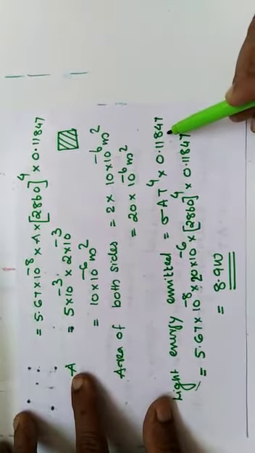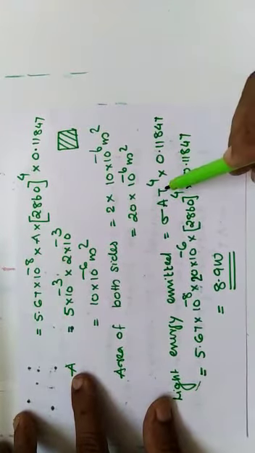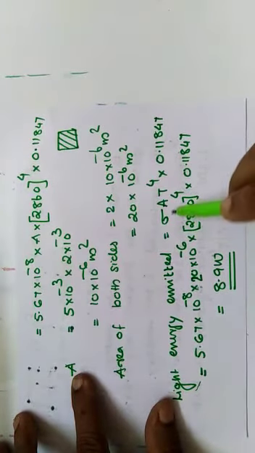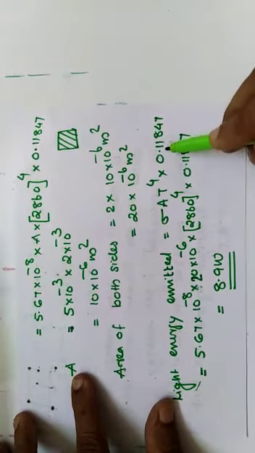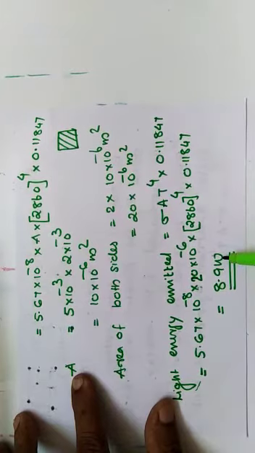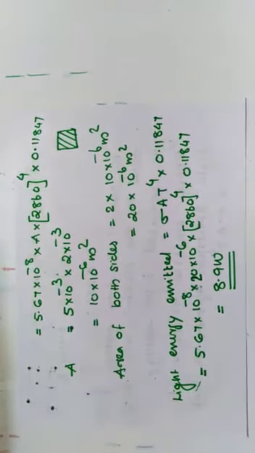Only 11% is converted into light energy. So the energy converted into light energy is sigma A T raised to 4 into 0.11847. This is equal to 8.91 watts. So here it is said that it is a 60 watt bulb. Out of the 60 watt energy we are providing into the electric bulb, only 8.9 watts is converted into light energy.